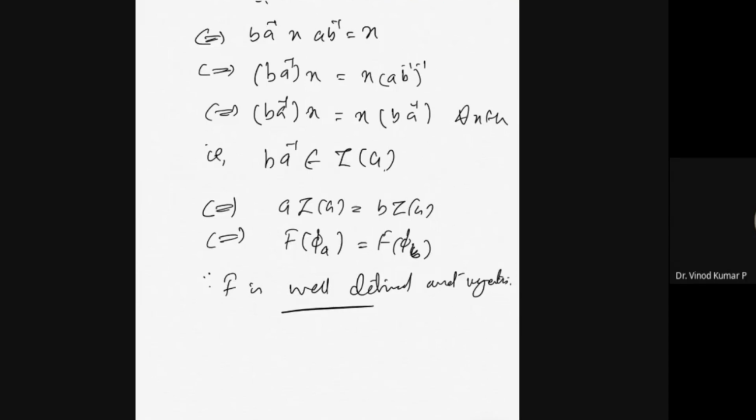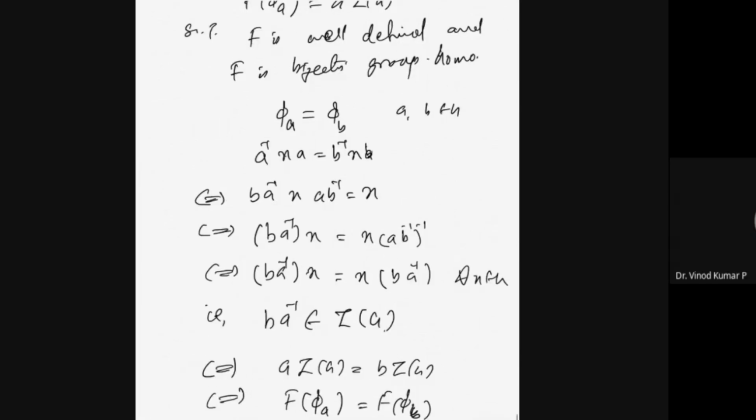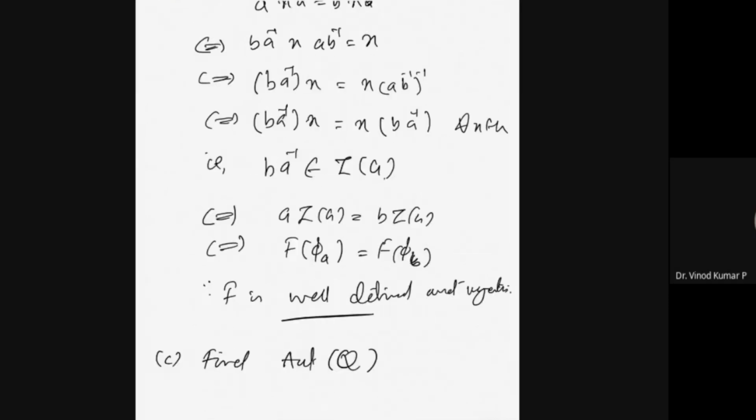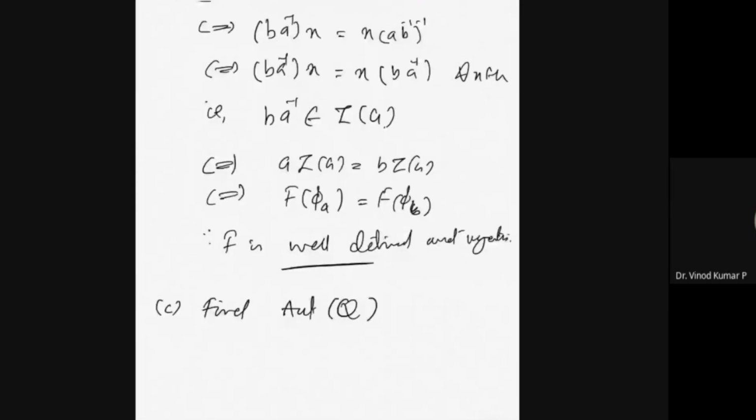Now one interesting problem: find the automorphism of the group Q. I forgot to tell you, you can directly show that it's a homomorphism, and by definition itself it is onto. So that completes the proof. And now the question is, find the automorphism of Q.